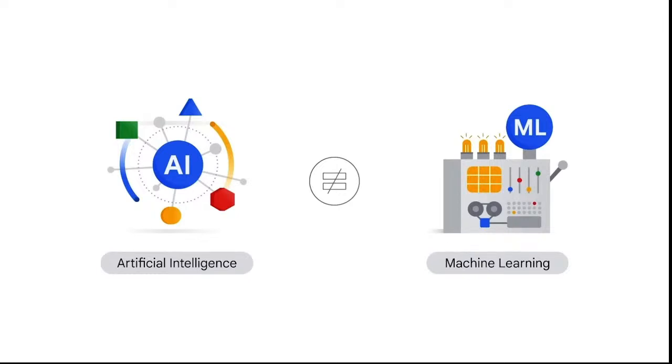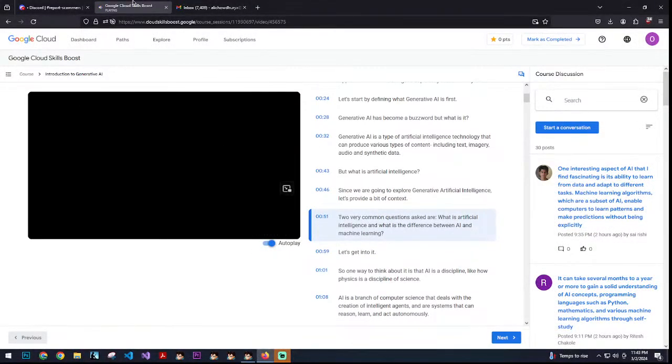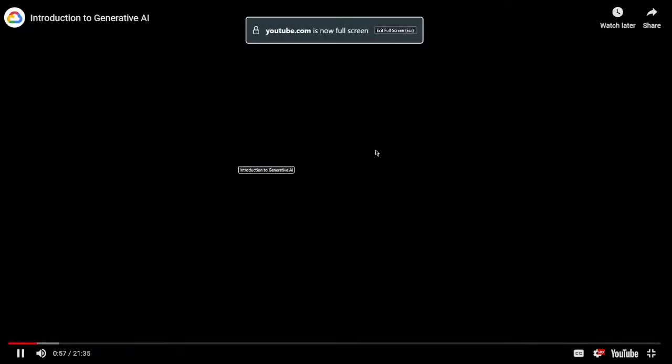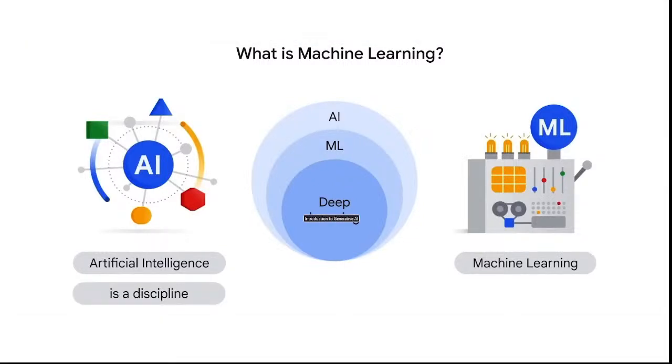Since we're going to explore generative artificial intelligence, let's provide a bit of context. 2 very common questions asked are, what is artificial intelligence, and what is the difference between AI and machine learning? Let's get into it. So, one way to think about it is that AI is a discipline, like how physics is a discipline of science. AI is a branch of computer science that deals with the creation of intelligent agents, which are systems that can reason, learn, and act autonomously.